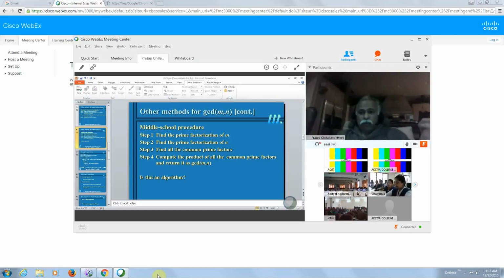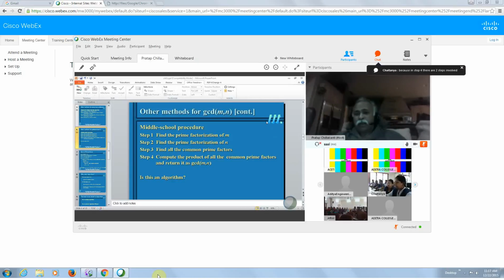I hope all the other colleges are following. We are saying, is this an algorithm or not? And somebody from Chaitanya said it is not an algorithm. Why is it not an algorithm? Chaitanya, you can unmute yourself and speak, provided your audio is working with no static. Okay, they said because in step 4, there are 2 steps involved: compute the product of all the factors and return it.